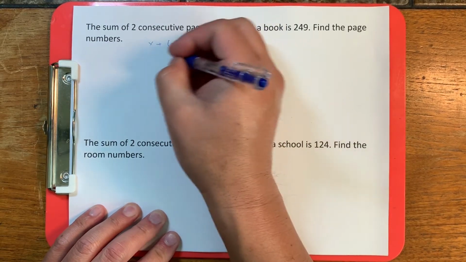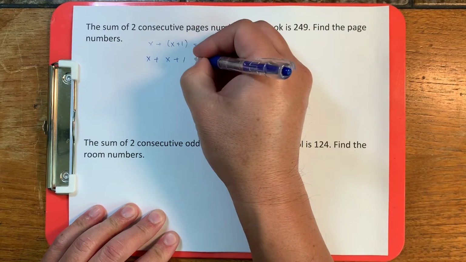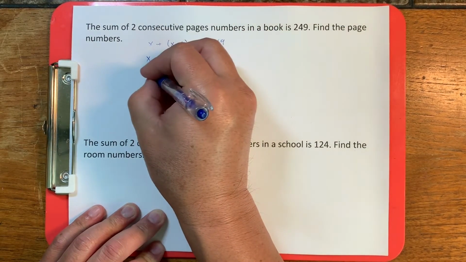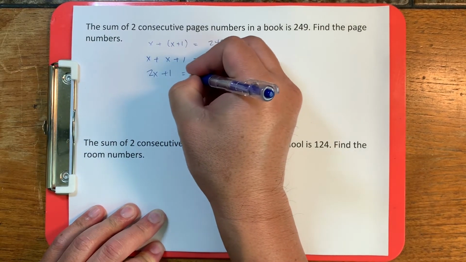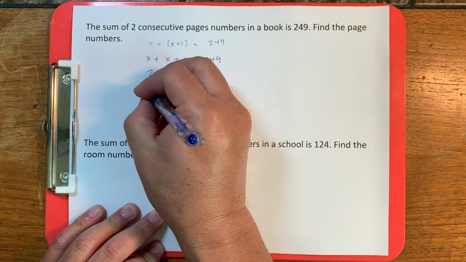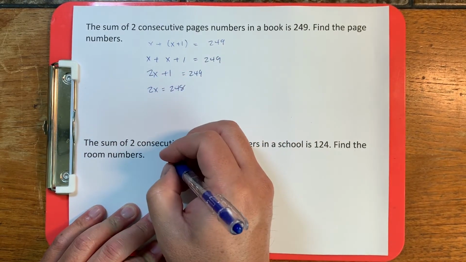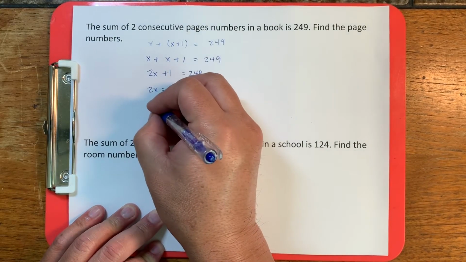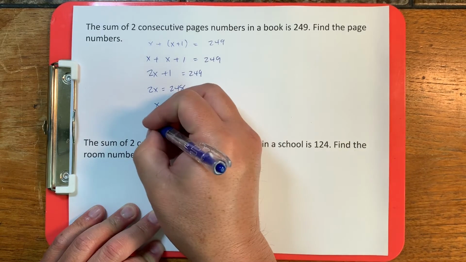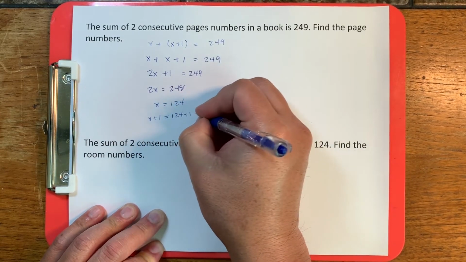So let's get rid of the parentheses. x plus x plus 1 is equal to 249. Let's combine like terms. Let's get rid of this 1 and subtract it from both sides. And then we'll divide both sides by 2, and we'll get x is equal to 124. And the next page, x plus 1, will be 125.